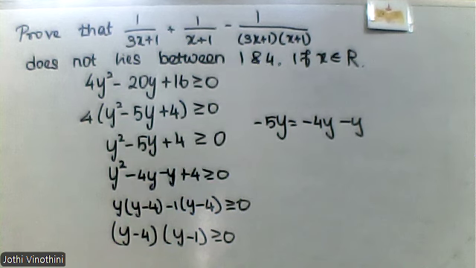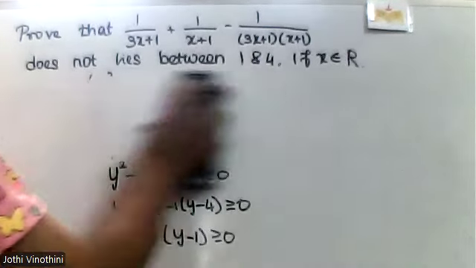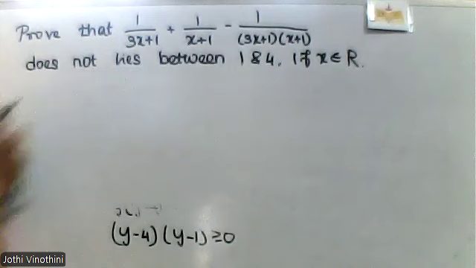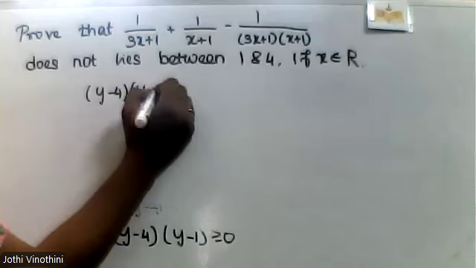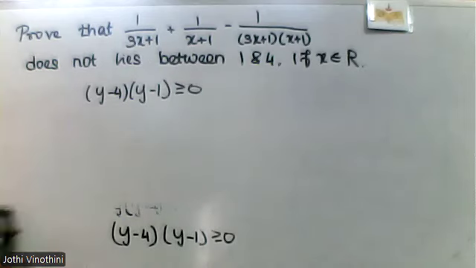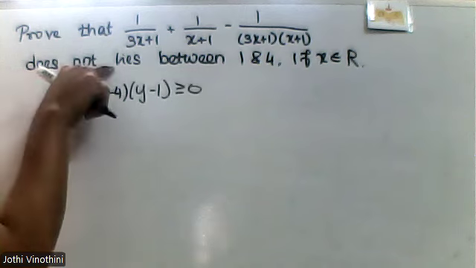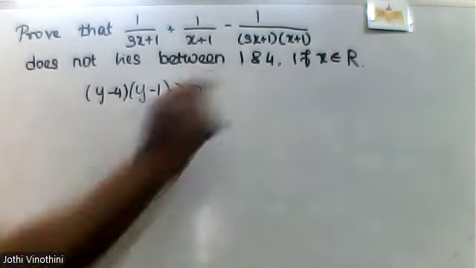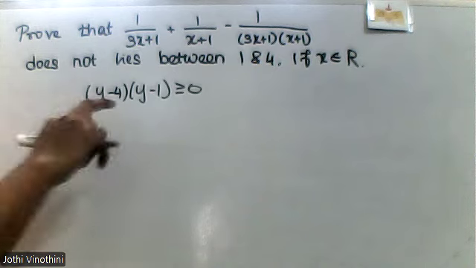So I hope you all copied this. Shall we resolve? Yes. So what did we solve? We solved up to y minus 4 multiplied by y minus 1 must be greater than or equal to 0. Clear? So what are we going to find? We are not only going to find, we are going to prove that the given expression does not lie between 1 and 4, right? So for that we can solve it separately.